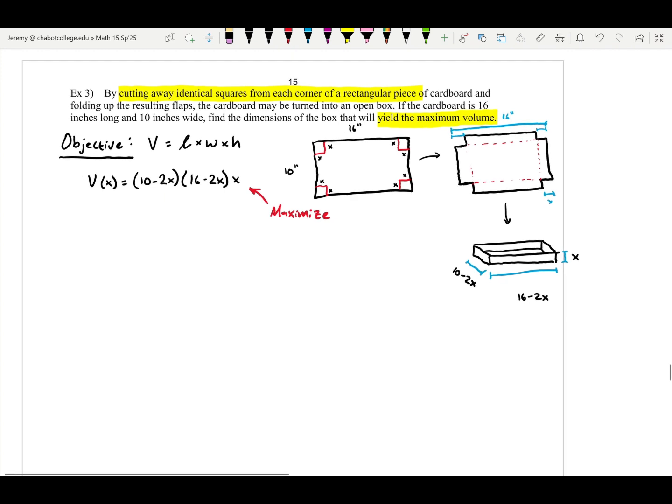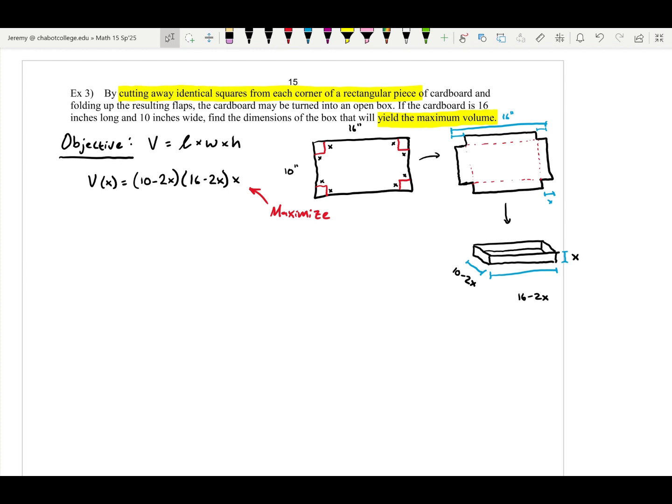Okay, but now, resuming the process or the guidelines that we outlined on the previous page, I want to maximize this volume function. So I'll want to find the derivative, find the critical numbers, and do a sign analysis and figure out the local maximum value for this function.